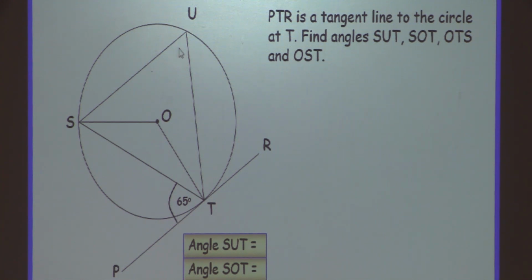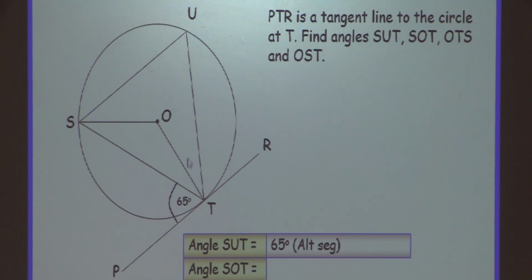What forms that angle SUT? It is formed by this chord, ST. ST subtends angle U, the one that I'm looking for. And this one is a tangent, and this one is a chord. The angle between a tangent and a chord is equal to the angle in the alternate segment. So SUT will be equal to 65 degrees, the tan-chord theorem, or alternate segment. That's one. So we do have this angle as 65. What is the next question? SOT.